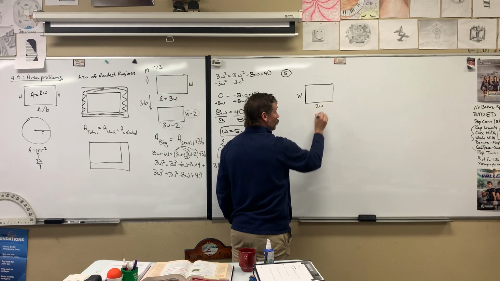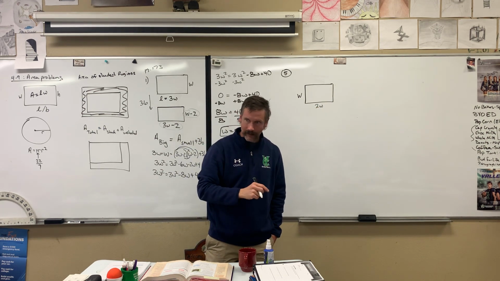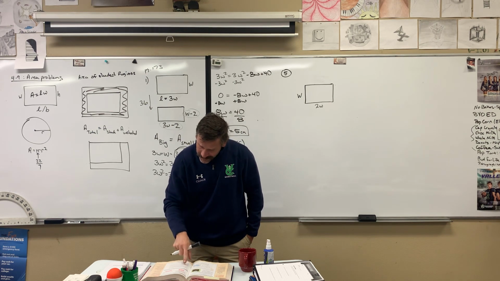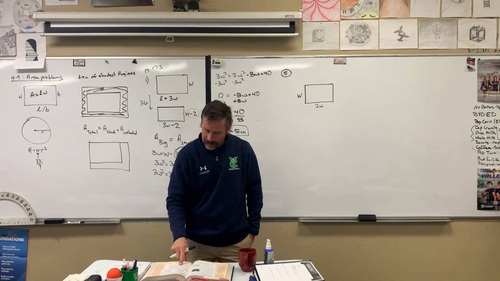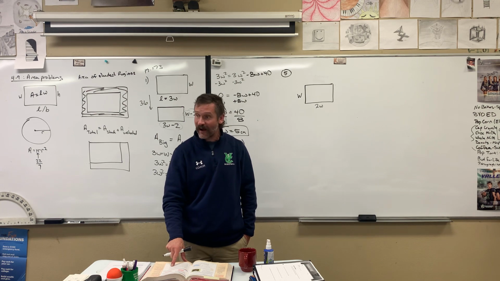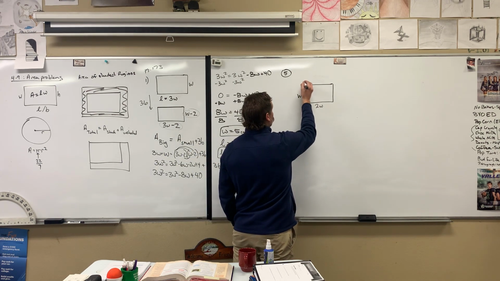2W, because it's twice as long as it is wide. So L is equal to 2W. Then it says, a little bit different, a brick patio, oh no, we already read that. It is bordered on all sides by a garden 1.5 meters wide. So what we have is a border.